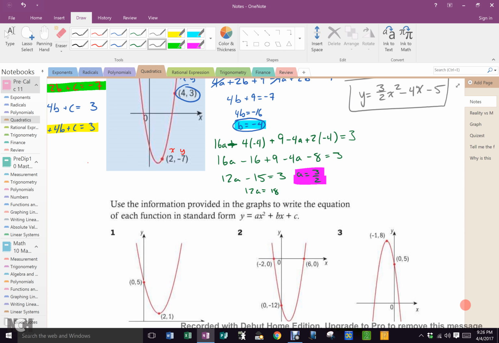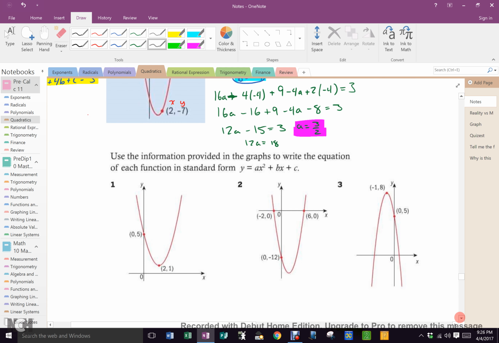Not too difficult if you remember systems. If you don't, pretty darned impossible.